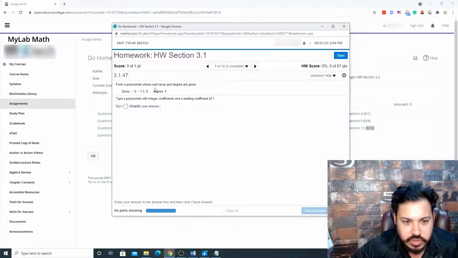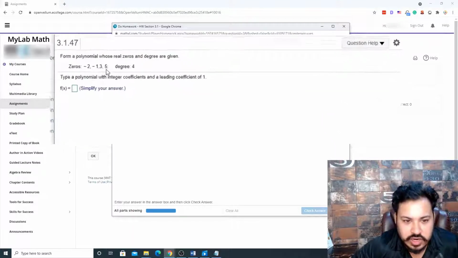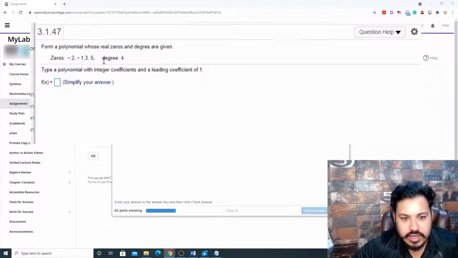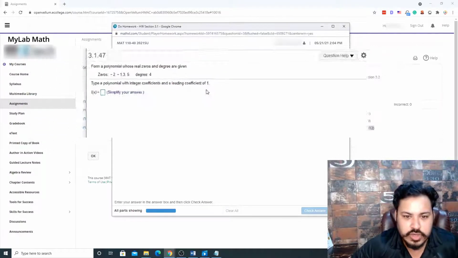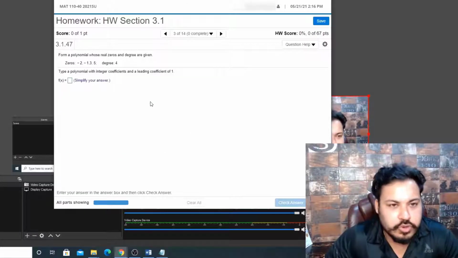Form a polynomial whose real zeros and degree is given. So these are the zeros and this is the degree. Type a polynomial with integer coefficients and a leading coefficient of 1. How would you approach a question like that? Now, how do you approach such a question?